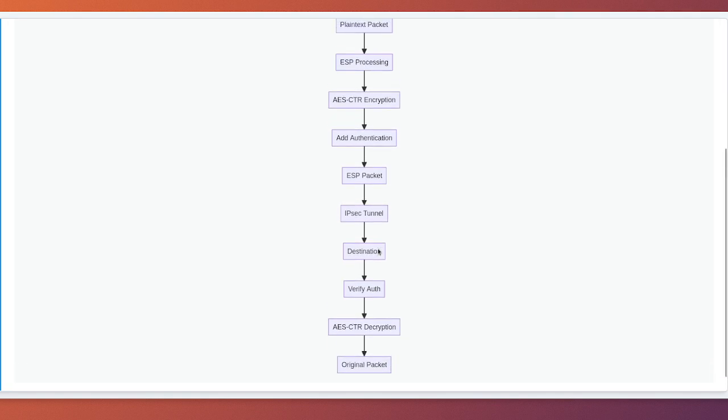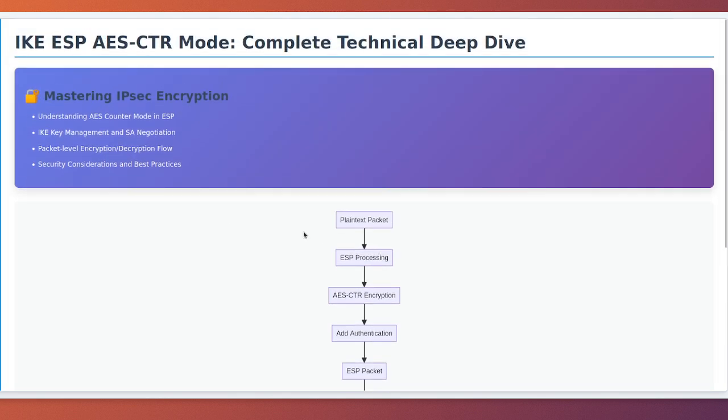In this presentation, I'll walk you through the complete journey of a packet as it gets encrypted and decrypted, showing you exactly how the counter values are generated, how the keystream is produced, and how ESP encapsulation works with AES-CTR. We'll look at real-world packet captures, examine the mathematical operations involved, and explore the security considerations that make this mode both powerful and vulnerable if not implemented correctly.